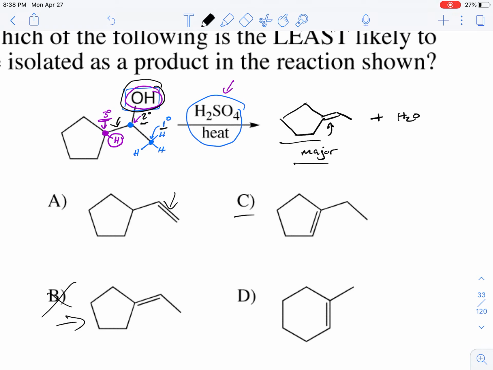Now, if you guys are looking at C and D, well, this molecule is completely different than this molecule. And so this huge difference, I mean, we're adding an extra carbon, is the least likely to occur.